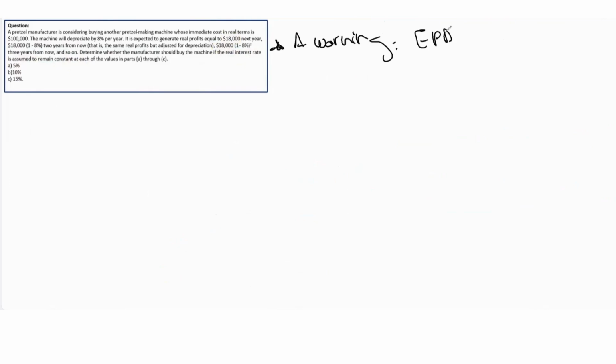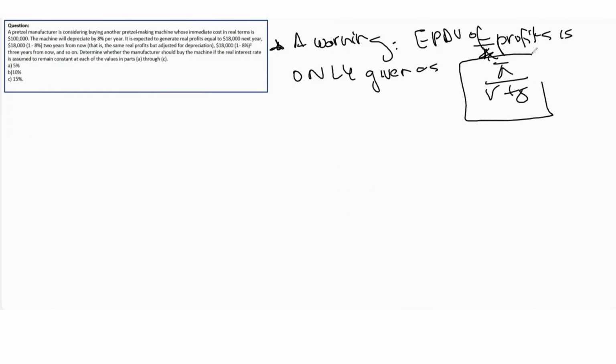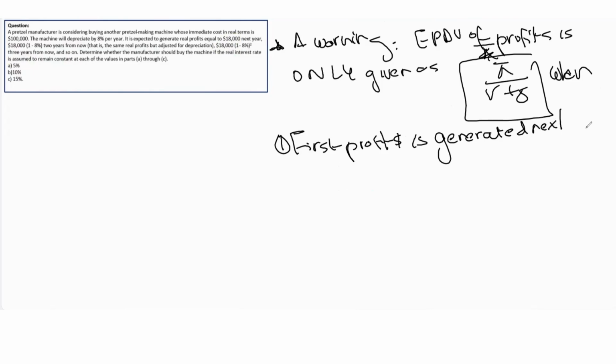So this formula only applies under certain conditions, right? By R plus delta. One thing that you do need to be careful about is that the first profit is generated next year. It's not generated in the same year. Right here it says it's expected to generate real profits equal to 18,000 next year. So when you're applying this formula for the case of static expectations, you have to be careful that the first profit is generated next year, not today.